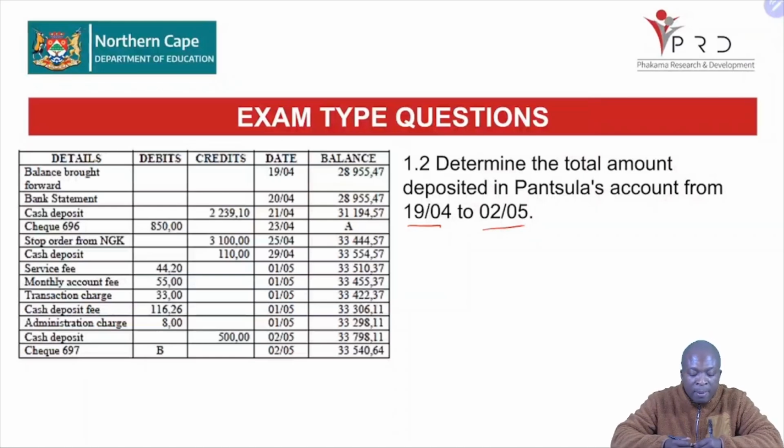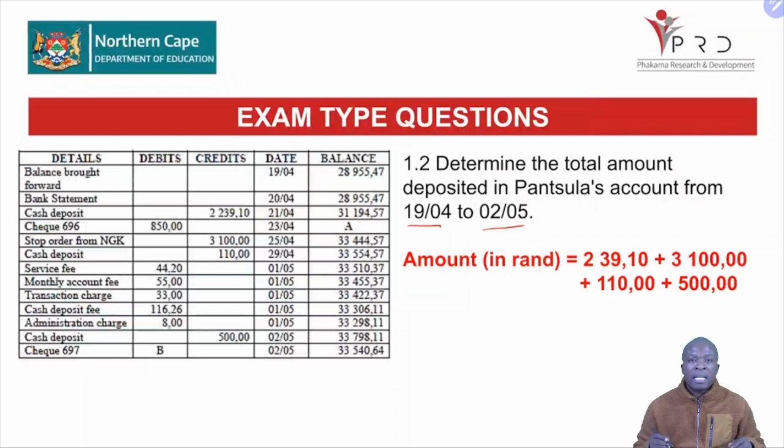All right, welcome learners. So this is how you attempt such a question. So we are adding all the amounts that have been deposited. The first one was 2,239 and 10 cent plus 3,100. Can you see where there's credit? Meaning we are adding all the values there. So you add all of them.